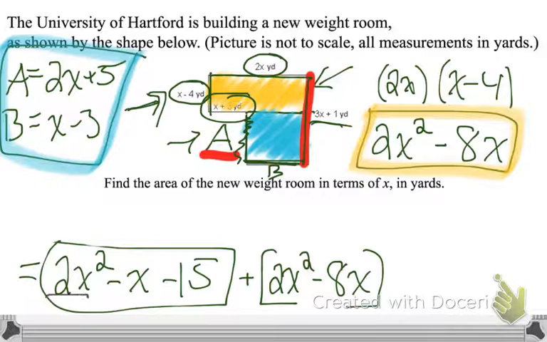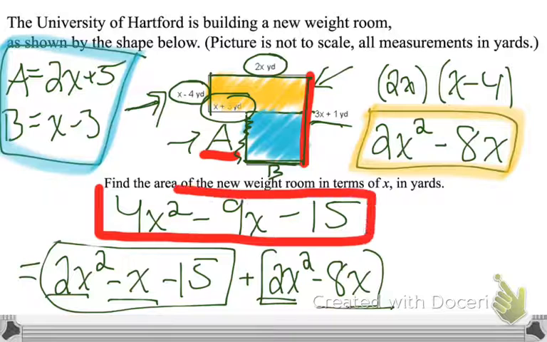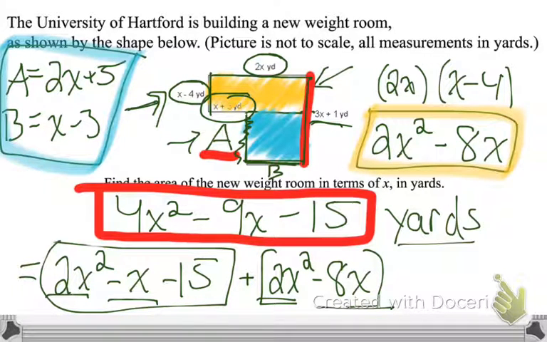Okay, if I'm going to add 2x squared and 2x squared, I'm going to get 4x squared. Negative x and negative 8x is going to be negative 9x. And then the negative 15 comes along for the ride. And this is our final answer for the area of the weight room in terms of x. Oh, and yards. Yards, there's our label.